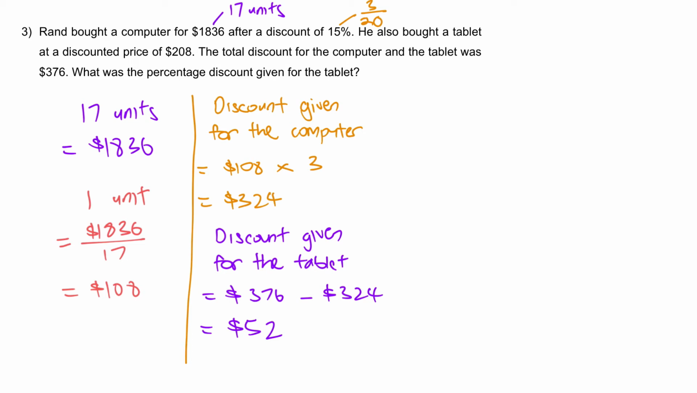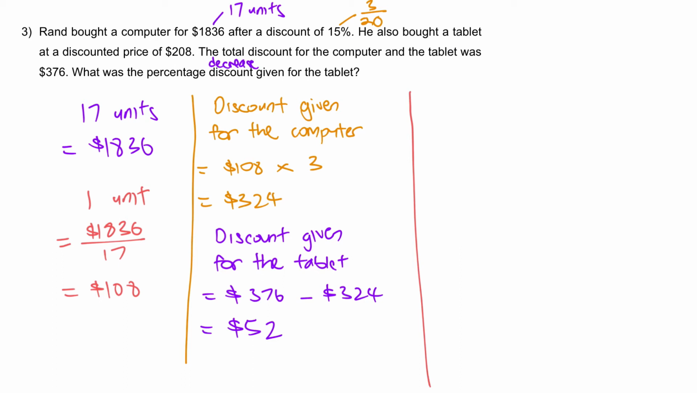Next, moving on. The next part is to calculate the percentage discount. The percentage discount is actually the same as percentage decrease. We need to find out the percentage decrease given for the tablet. Discount is actually decrease, isn't it? Since you are paying less. So maybe I can write it above. Percentage discount is exactly the same as finding percentage decrease.